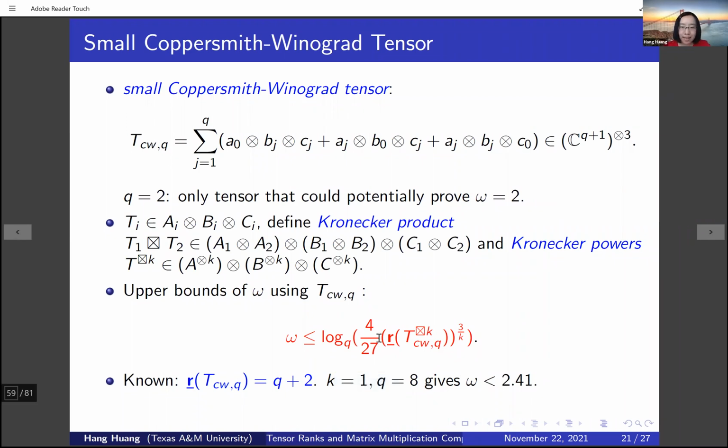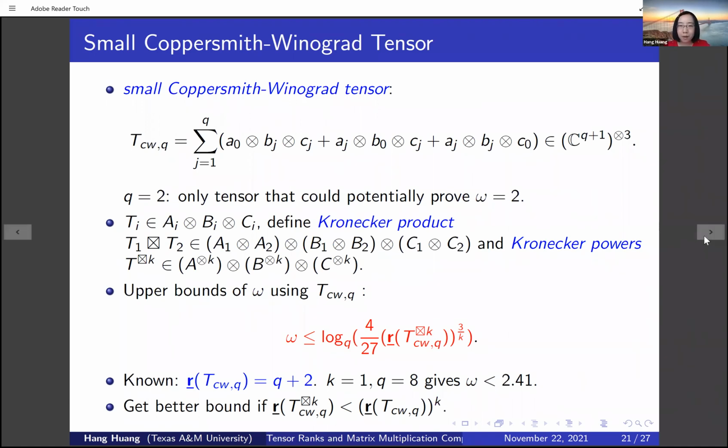Now if you look at this formula, you can see that if I have a good bound for the border rank of the Kronecker power, in other words, if I know that the border rank of the Kronecker power is much less than the power of the border rank of the original tensor, then I can get a better bound for the exponent. And this has been an open problem since 1987.